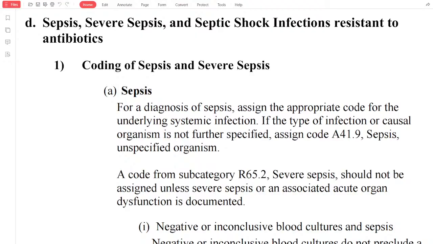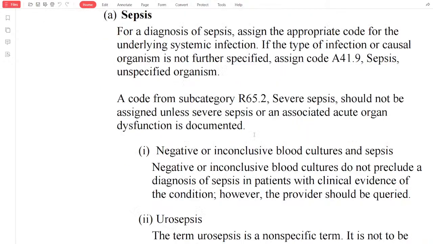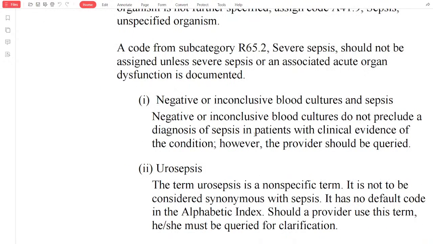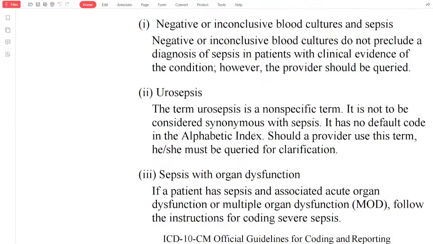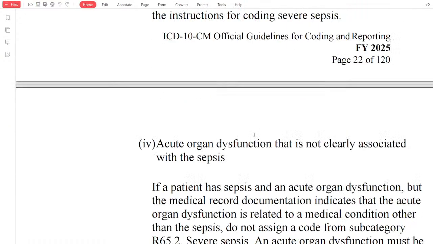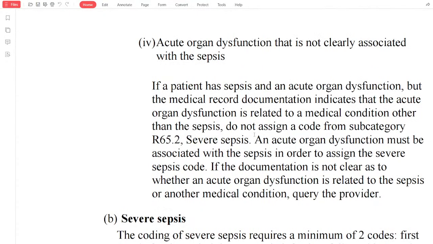A code from category R65.2 is for severe sepsis. It should not be assigned unless severe sepsis or an associated acute organ dysfunction is documented. Okay. So how to take code from this chapter? Let us check.